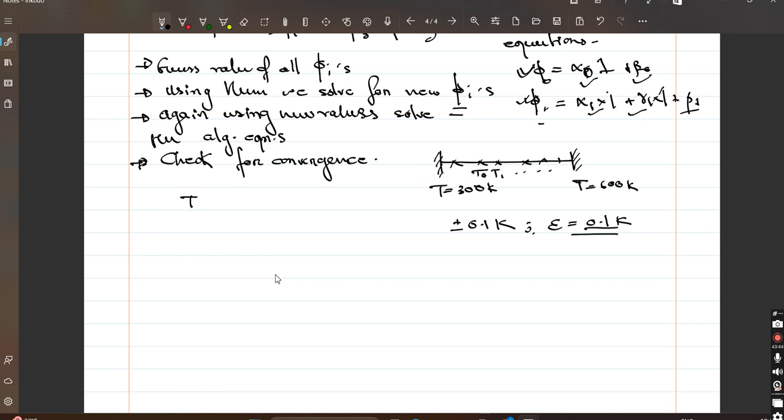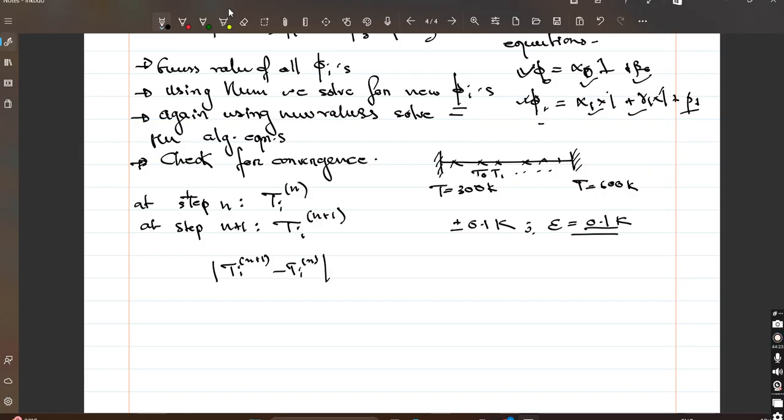You will see, for example, at a step n, you have values of Ti at step n, right? And at step n plus 1, you have all the Ti's at step n plus 1. Then you will take the absolute value of Ti at n plus 1 minus Ti at n and check if it is greater than or equal to the epsilon value, right?